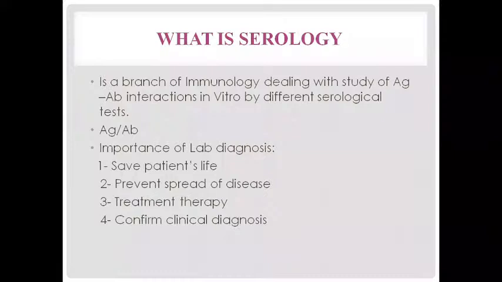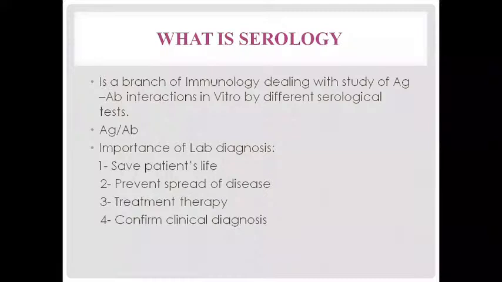For example, if somebody is known to have COVID, that is now in the limelight, then you are advised to isolate yourself so that you don't continue transmitting or spreading to other people. Then it's also very critical for treatment therapy, because we have different treatments available for each and every disease. That can only be done when you have found that this person is infected, by looking at the presence of an antigen or an antibody. And then finally, you can confirm the clinical diagnosis.